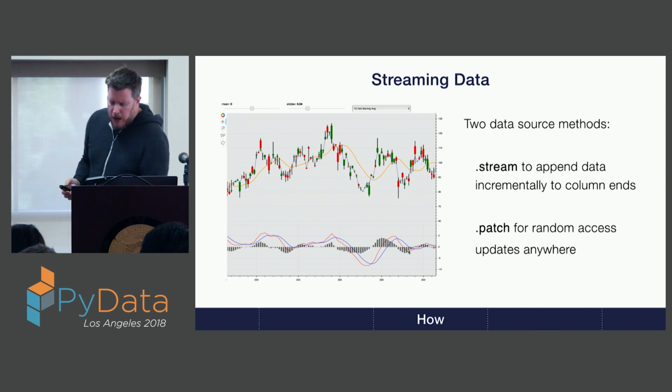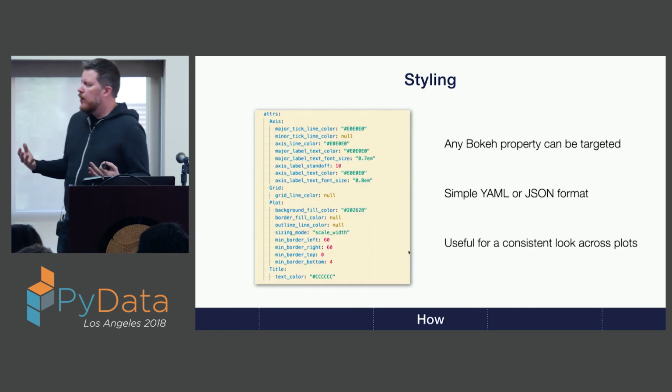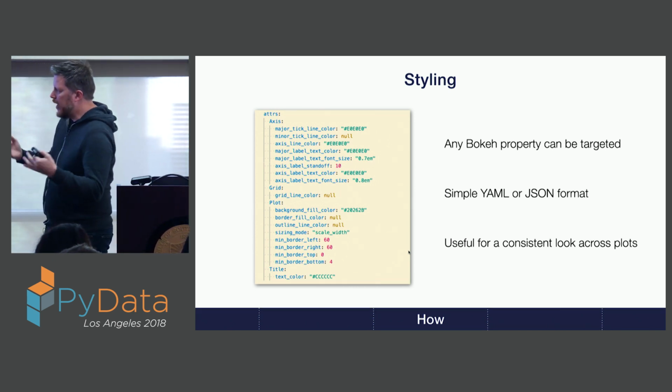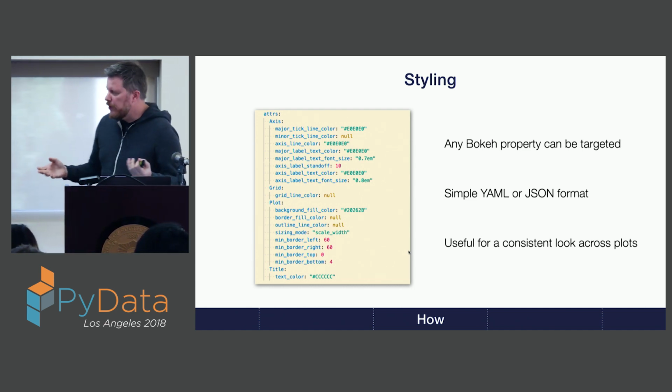OK. Another feature that's nice for Bokeh is styling. As we've seen, there are Python APIs for controlling things like the visual appearance of all of the axes or the titles or fonts and line widths for grids and things like that.